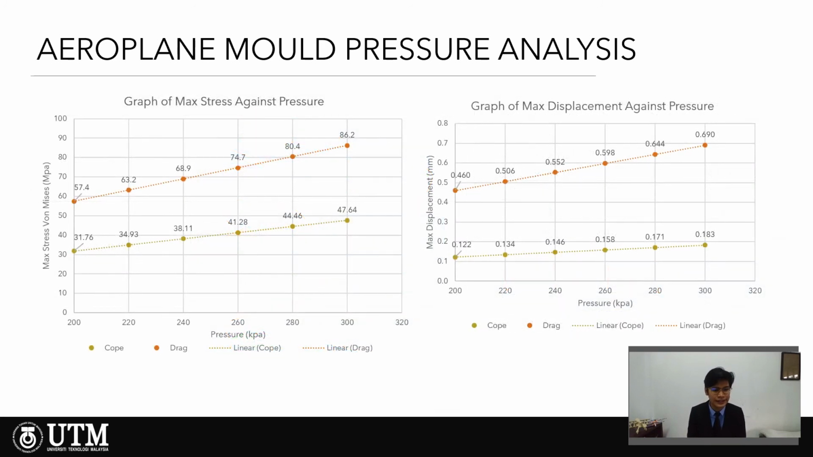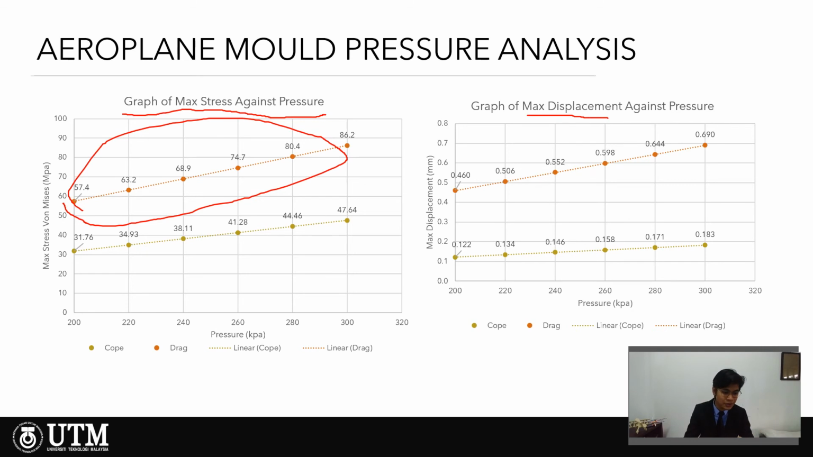Okay, here is the comparison between the cope and the drag. Obviously, the cope is the top, and it has a higher amount of stress because it has a more curvy shape as compared to the bottom. A similar trend can be seen in the max displacement, ranging between 200 to 300 kilopascal.